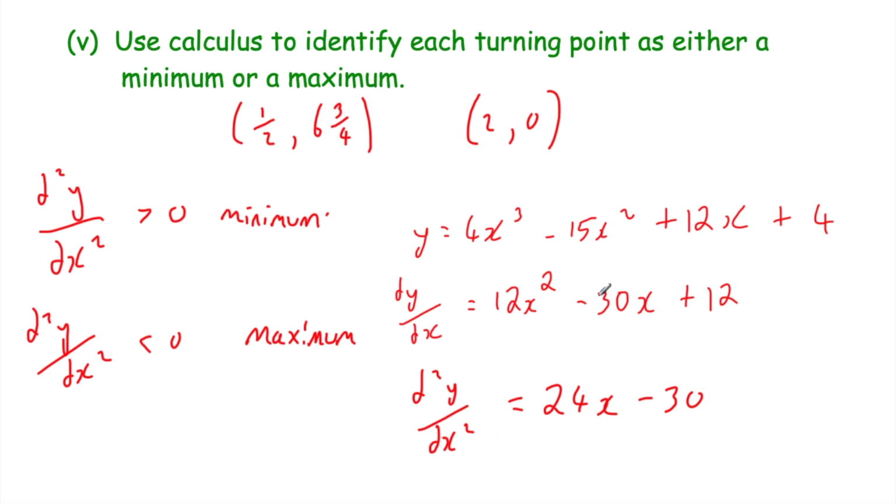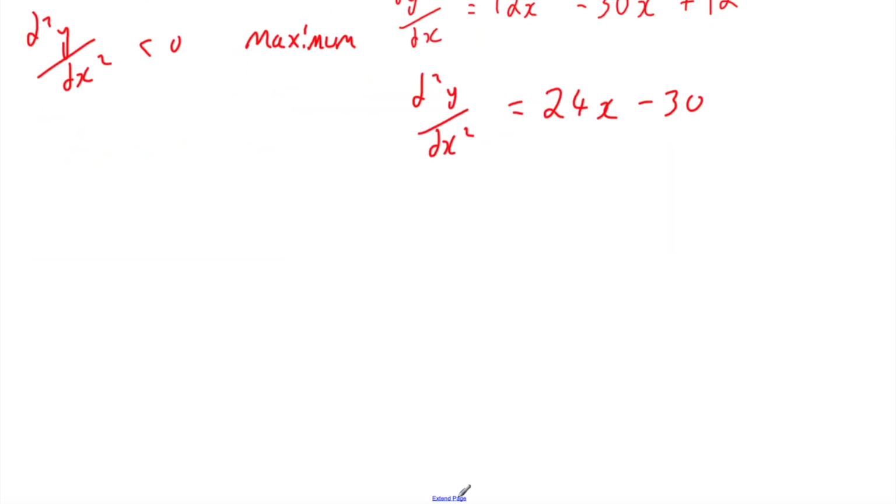And that's going to help us find out whether each of these turning points is a minimum or a maximum turning point. And so to do that, we're going to substitute in the x coordinate. So we're going to substitute in a half, and we're going to substitute in 2 into this d2y over dx squared. And we'll figure out if the d2y over dx squared is positive or negative for each of those turning points. So let's go down and do that.